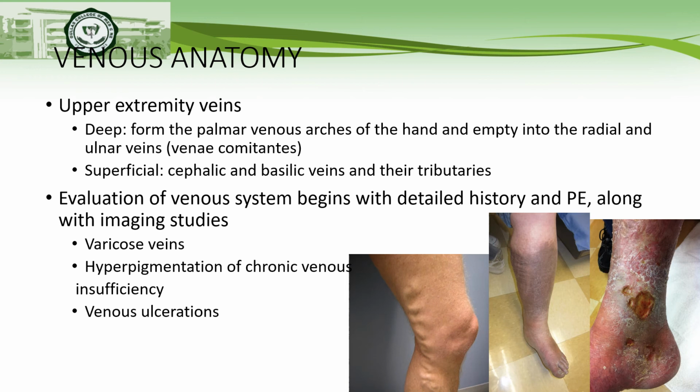So the evaluation of the venous system begins with a detailed history, physical examination, with imaging studies. So when there are venous pathologies, we usually see varicose veins, the one shown here, hyperpigmentation, such as this one, the middle picture, and venous ulcerations, such as the one on the far right.